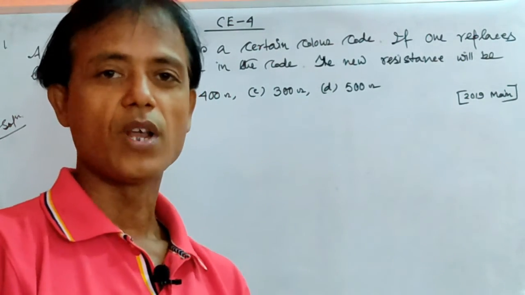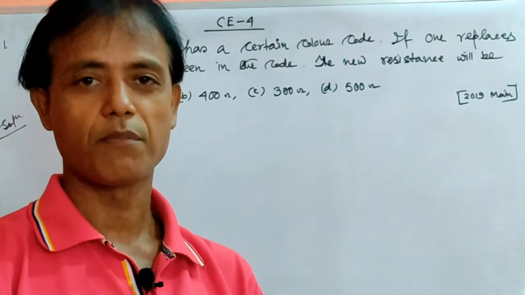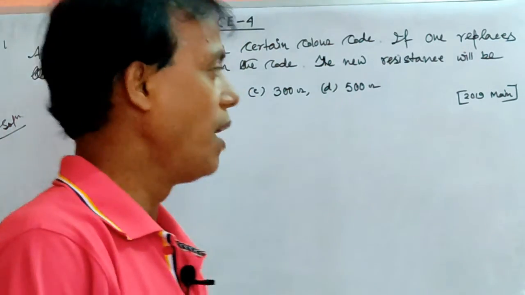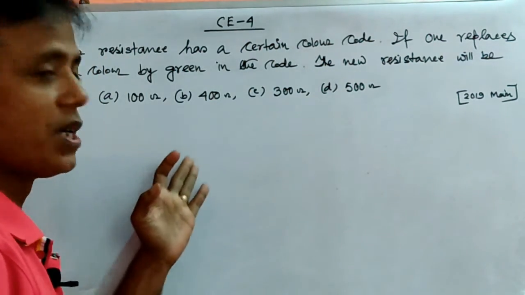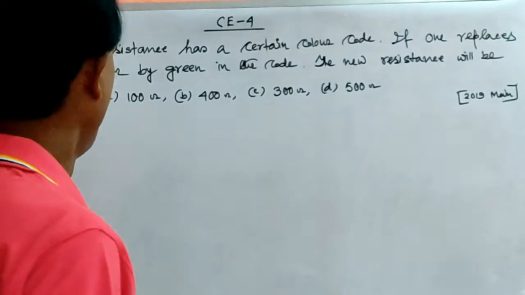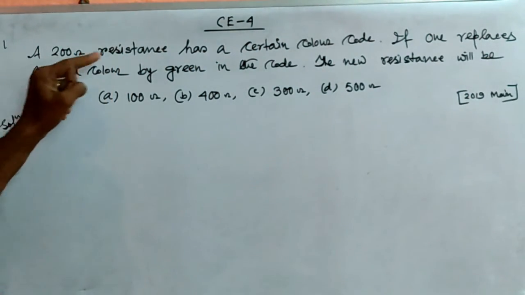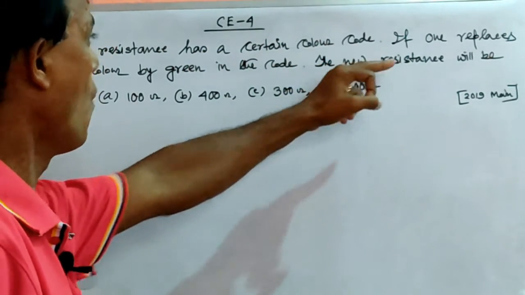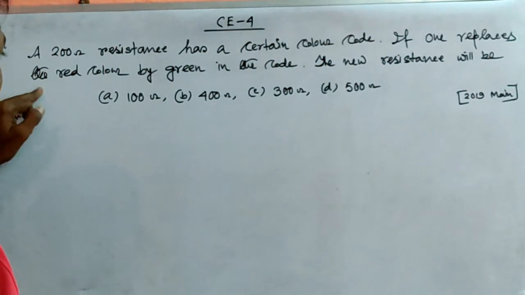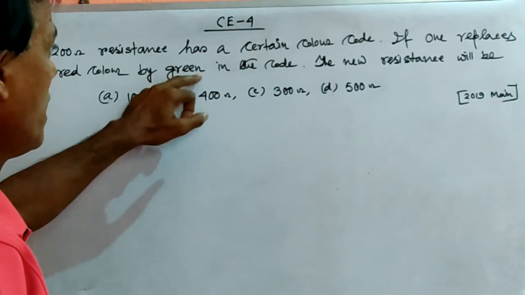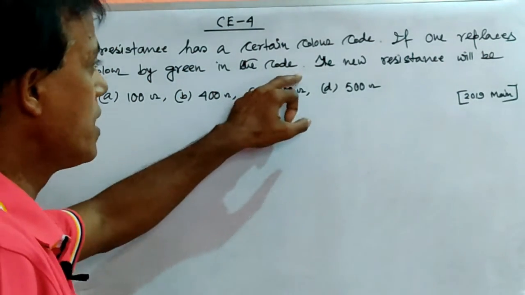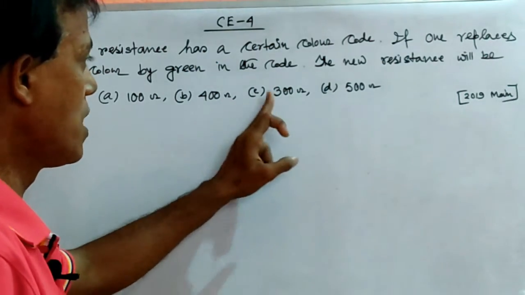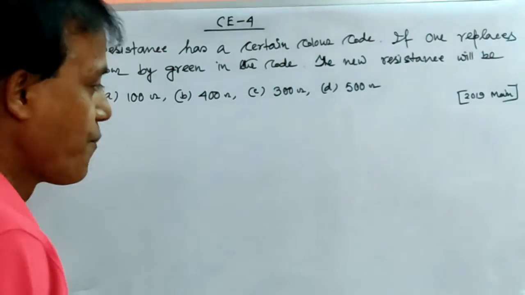Welcome friends. Today I am going to solve different types of problems of the current electricity chapter. First of all, I am going to solve a problem with color code of resistance. A 200 ohm resistance has a certain color code. If one replaces the red color by green in the code, the new resistance will be 100 ohms, 400 ohms, 300 ohms or 500 ohms.